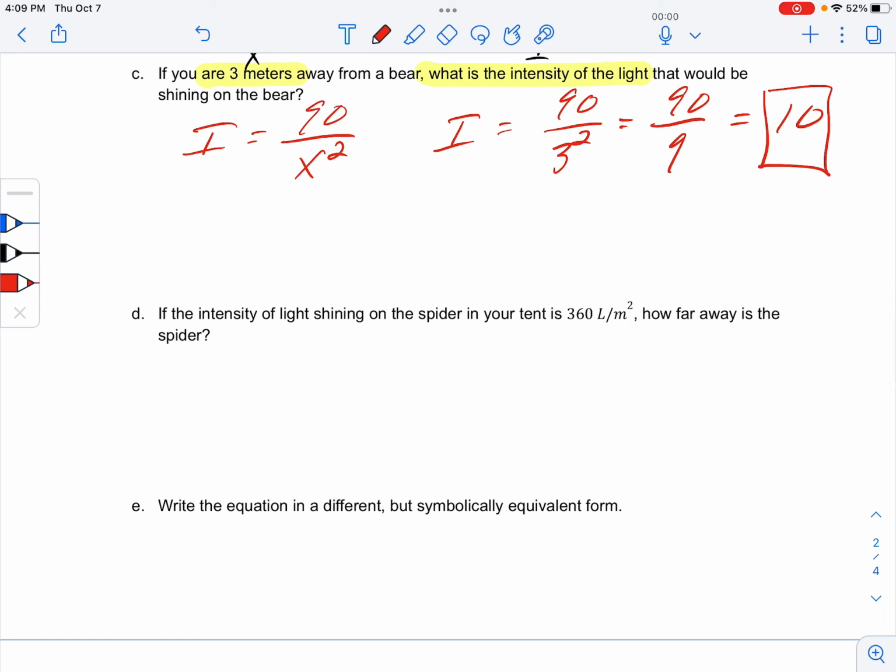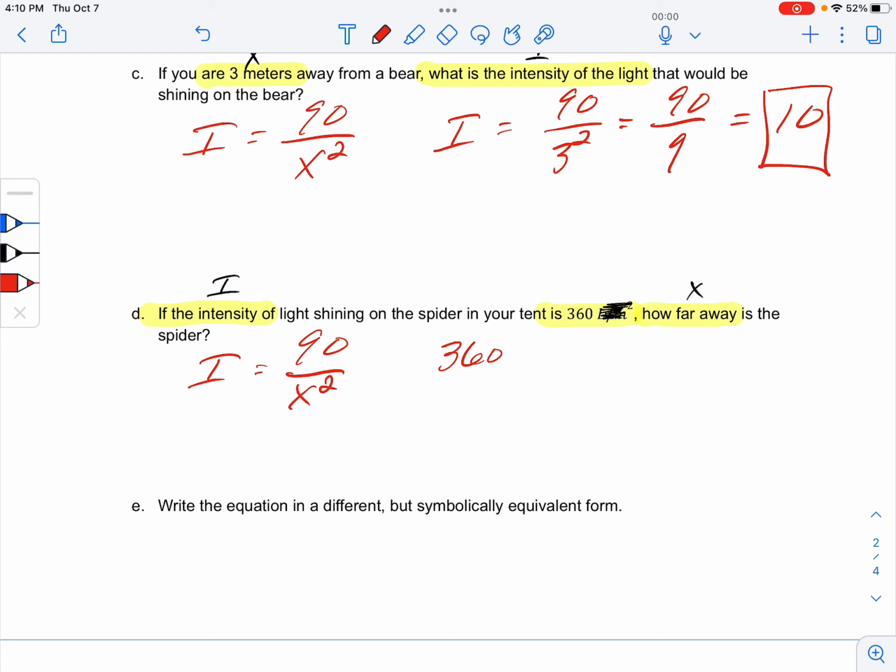Next question. Now it's giving us intensity. If the intensity is 360, and you don't need to worry about all the letters here, this is just like units, so 360 lumens per meter squared. Okay, all we're going to do is input 360 for I. And then the question is, how far away? So that's going to be our x. We're given I, and we're finding x. So again, take our equation, I equals 90 over x squared. But now instead of I, we have 360.